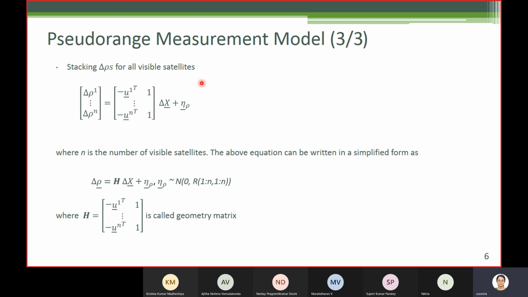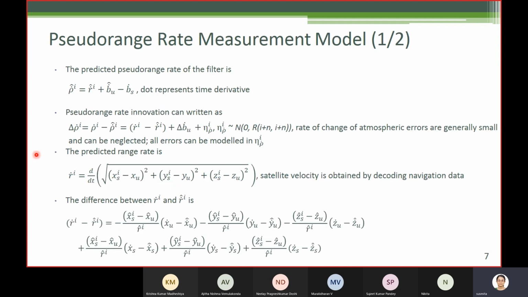We started with a nonlinear range measurement, and then using the first order Taylor series expansion, we have found a linearized measurement model, linearized measurement model. And we need to do the same for the pseudo-range rate measurement model.